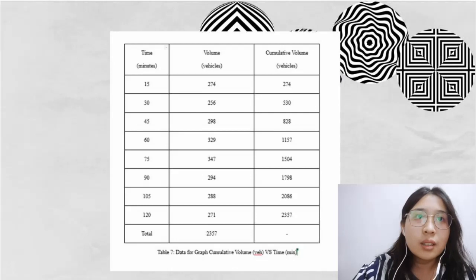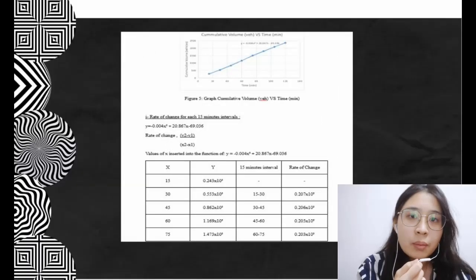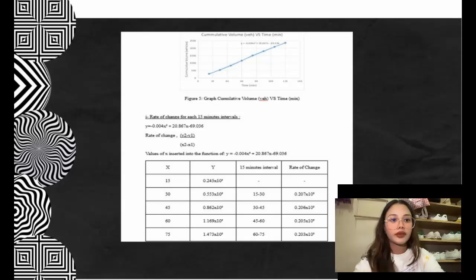Here is the final answer of the rate of change that I calculated using the formula I mentioned just now. Each interval of the rate of change has been calculated. At last, we sum it up and divide by the 7 intervals. The average rate of change we get is 203.